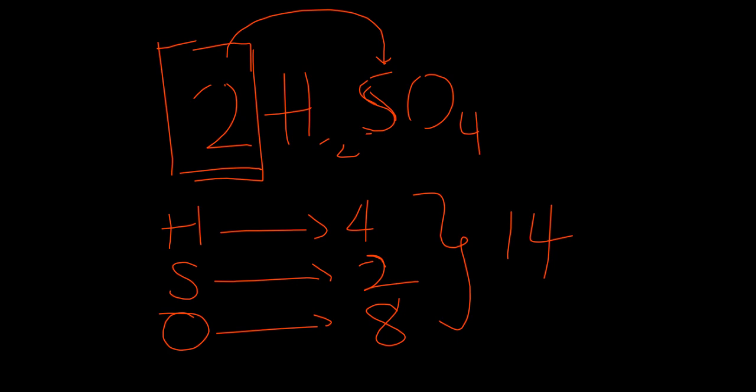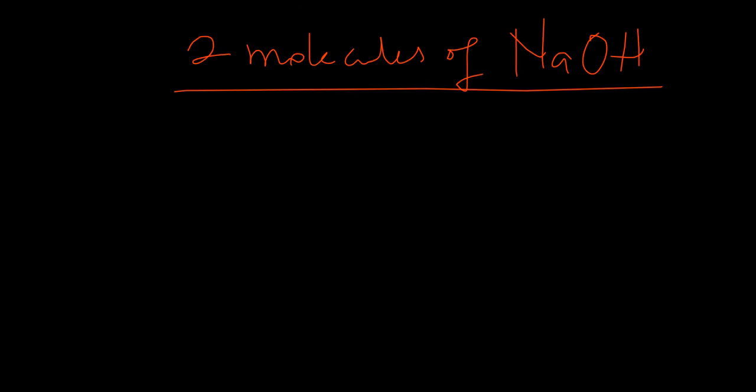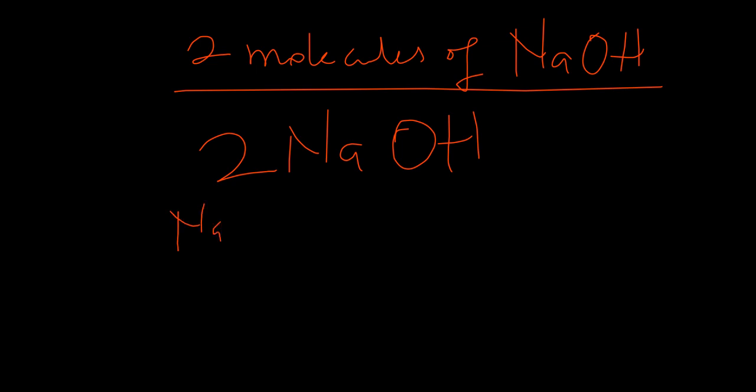So here we're going to take 2 molecules of NaOH, sodium hydroxide. How would you write this? 2 molecules of sodium hydroxide will be written as 2NaOH. So the first question is, how many elements do we have in this compound? We have just 3 elements. So we have sodium element, we have oxygen element, and we have hydrogen element.